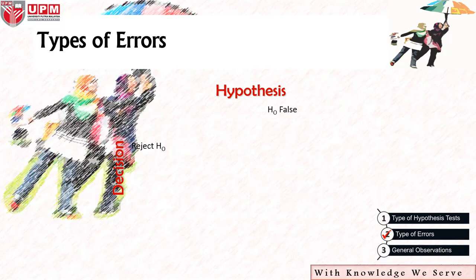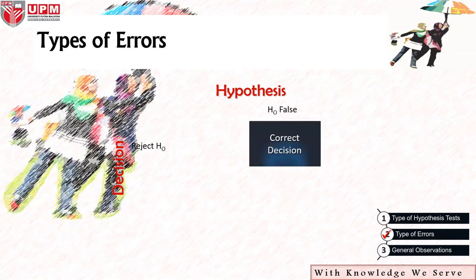Do we make a right decision or wrong decision? Based on our finding, we made a correct decision. Kita dapat data kita bertentangan ataupun buktikan yang null hypothesis kita salah, therefore we reject the null hypothesis. So we make the right decision, we make the correct decision.